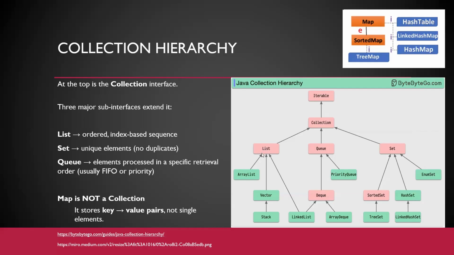Under list, we have three main types: array list, linked list, and vector. Array list is the most commonly used. Linked list is also used. Vector is a legacy type of collection. From queue, we have linked list and priority queue. Those are the two that are used. Linked list is unique because it implements both the list and the queue interface indirectly through the deque interface.